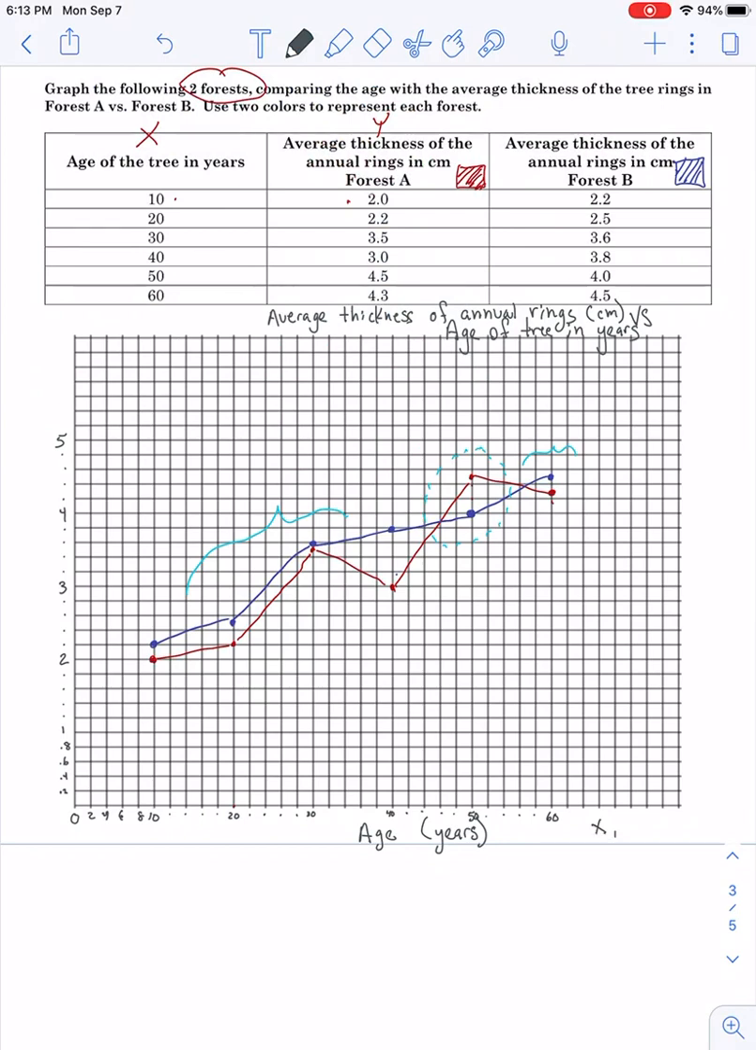Just to recap, x-axis, independent variable, y-axis, which I forgot to label, so it's a good thing I went back and I checked. This is average thickness of annual rings in centimeters. We have a title, we have a color key, and we have 2 line graphs.